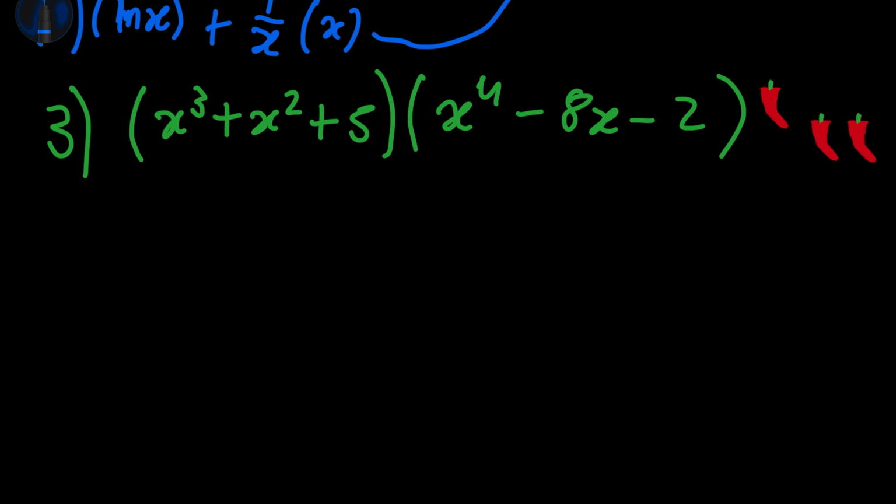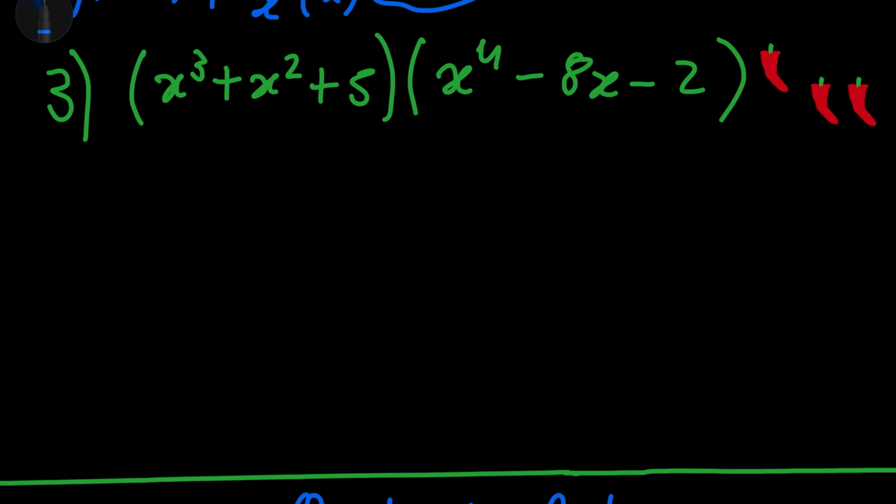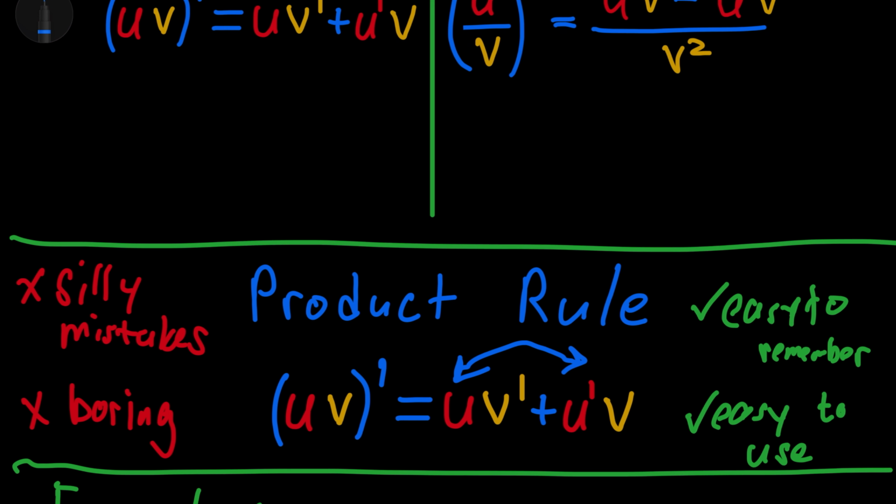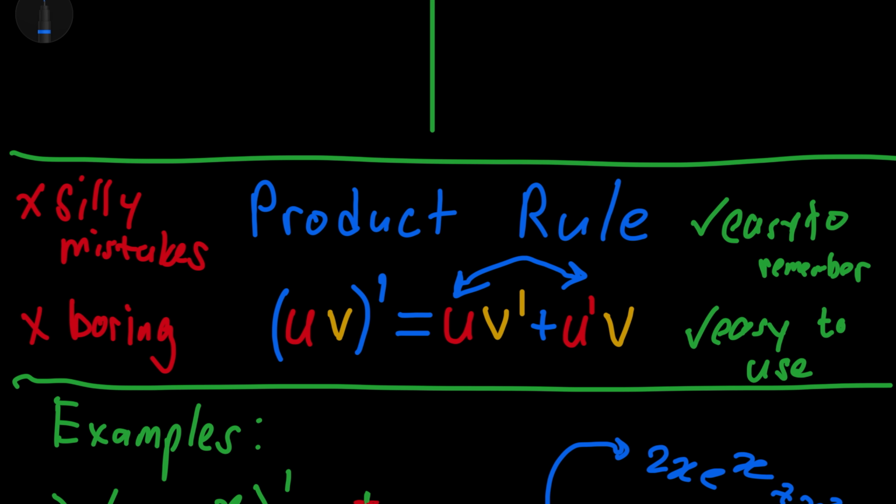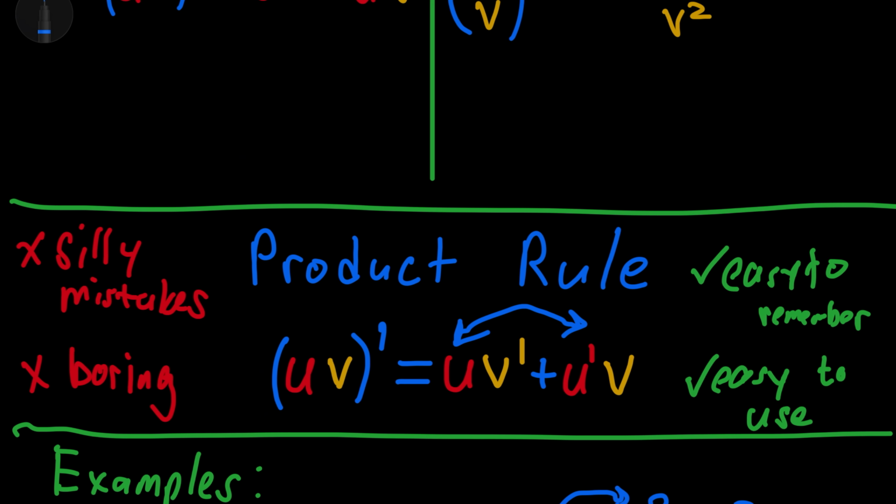And this time, what we're going to do is combine power rule questions with product rule. So it's going to be slightly longer. So it's important that we stay organized, because one issue with product rule is that it's very easy to make silly mistakes. So we want to make sure we are as organized as possible.